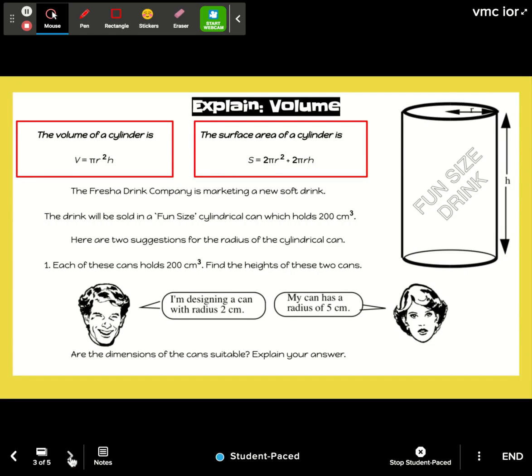So the situation goes as is. The Fresher Drink Company is marketing a new soft drink. The drink will be sold in a fun-sized cylindrical can, which holds 200 centimeters cubed. Here are two suggestions for the radius of the cylindrical can. The first suggestion is the guy wants to design a can with a radius of 2 centimeters. The woman wants to design a can with a radius of 5 centimeters, right?